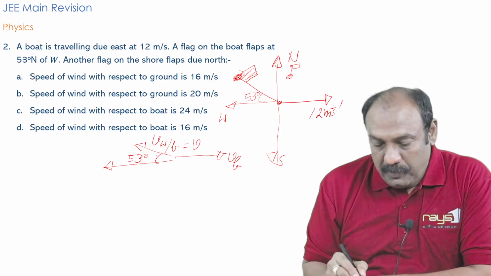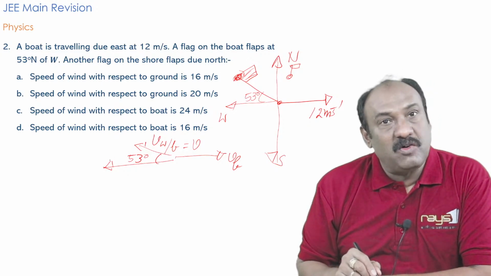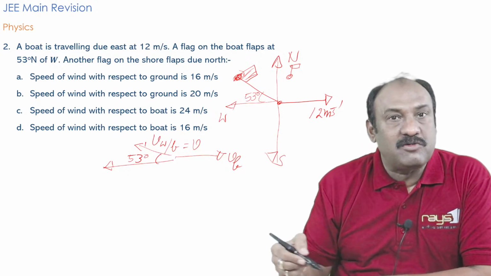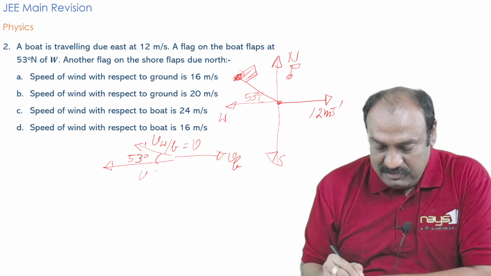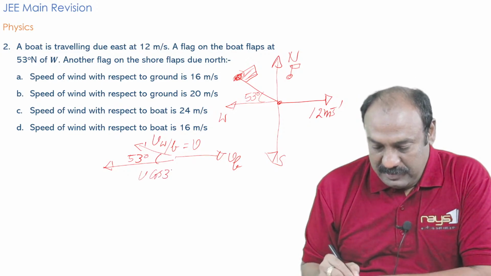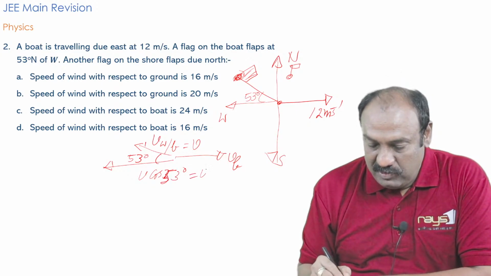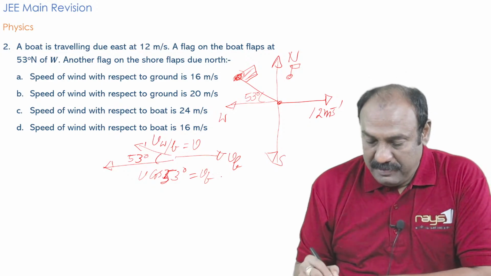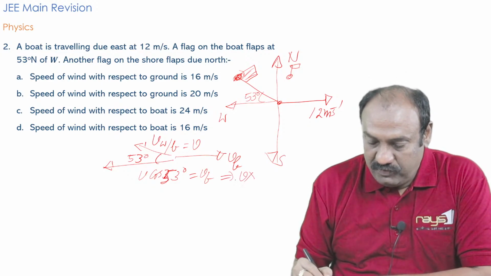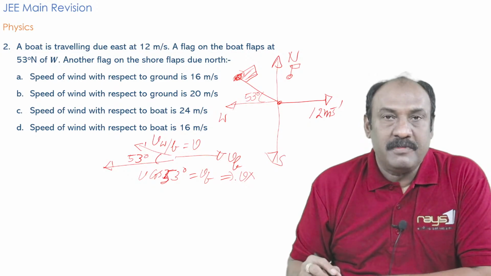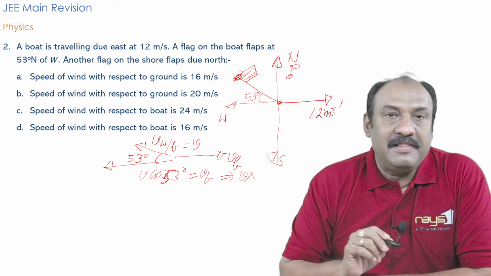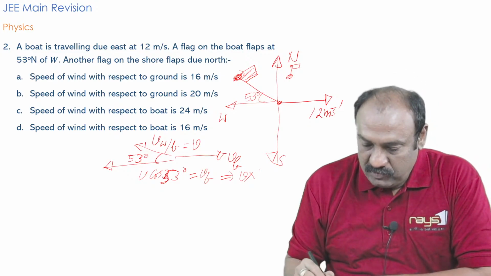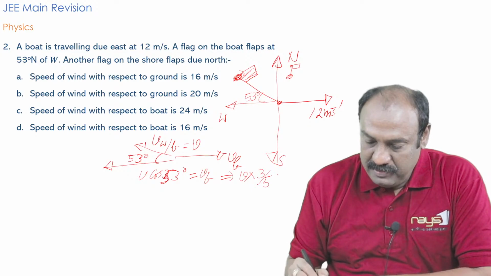Then its component along west direction is equal to the velocity of the boat in eastward direction. Therefore, what is the component of this velocity of wind with respect to boat? It is V cos 53 degree. V cos 53 degree is equal to VB. That implies V into cos 53. What is cos 53? Sin 37 is equal to cos 53. Sin 37 is 3 by 5. So cos 53 is also 3 by 5, equal to VB.